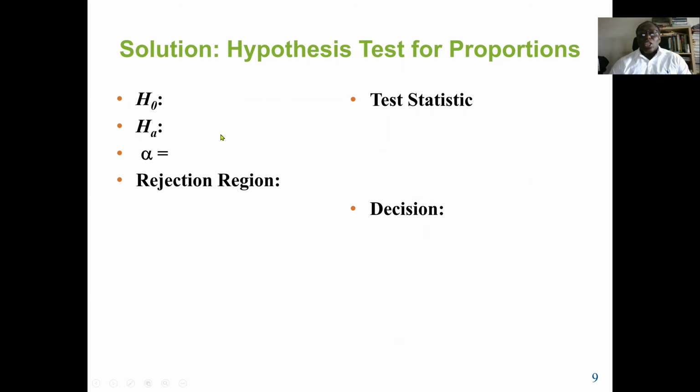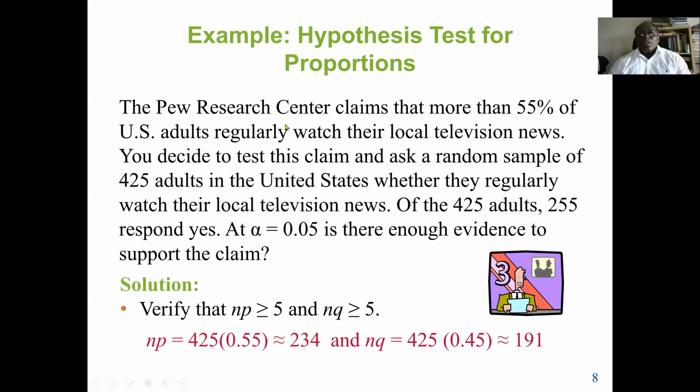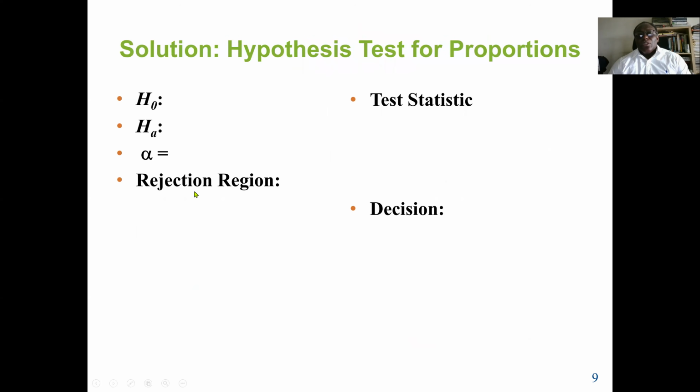Again, based on the question here, they say the Pew Research Center claimed that more than 55% of US adults regularly watch. So it is more than, so the HA becomes p greater than 0.55. In that case, H0 is p less than or equal to 0.55.